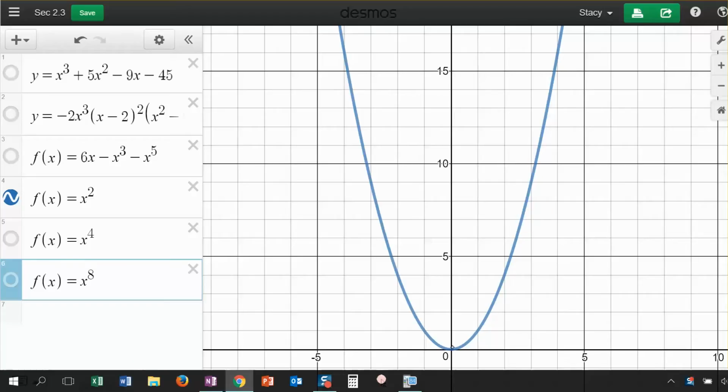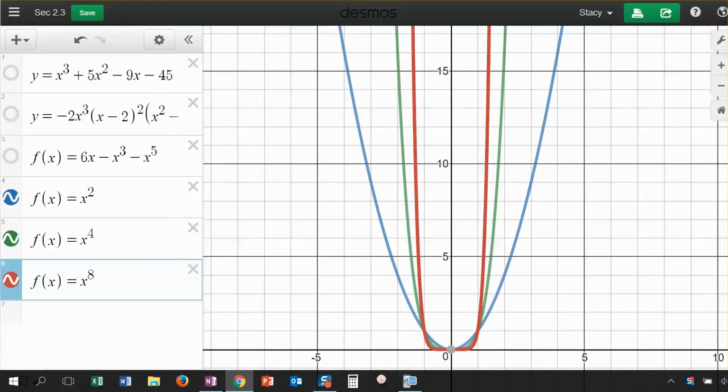Now, watch what happens when I graph f of x is equal to x to the fourth. That's the green line that you saw appear there. And the shape of the function is going to be the same, and it's still centered at the origin down here. Now watch what happens when I graph x to the eighth, which is the red line that just appeared. So the shape of the function, again, is going to be similar in shape to the one that I started with, the one that was x squared, the blue line.